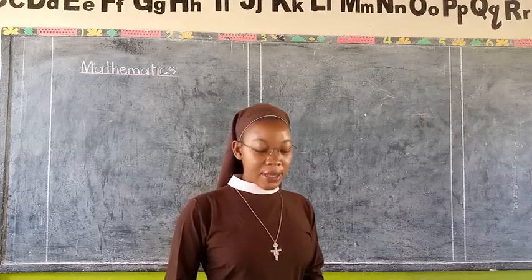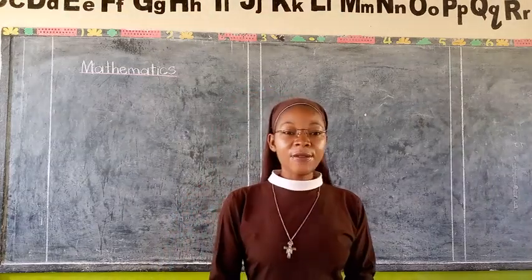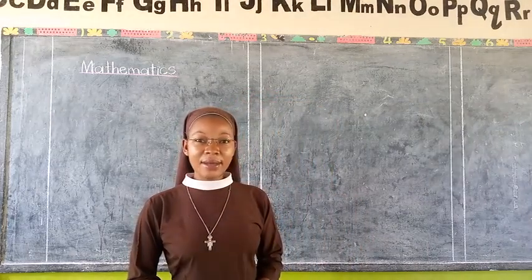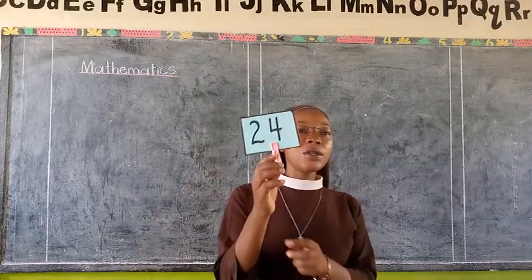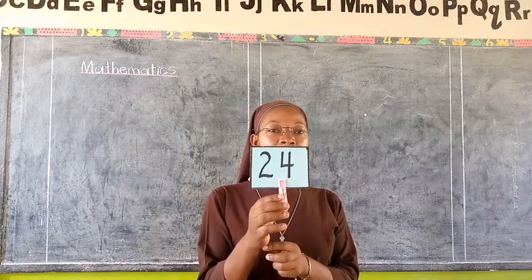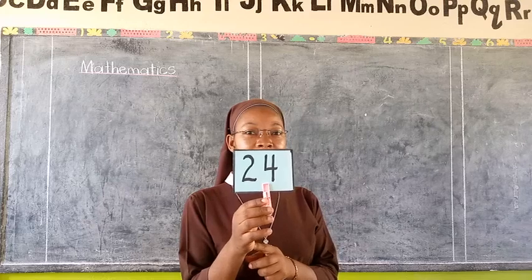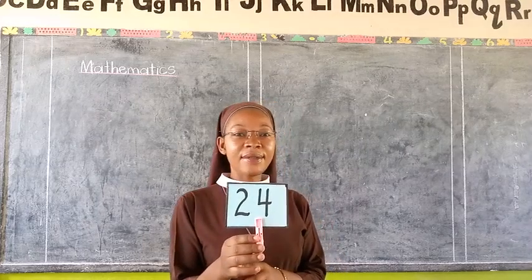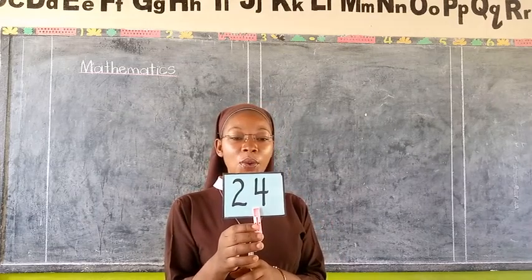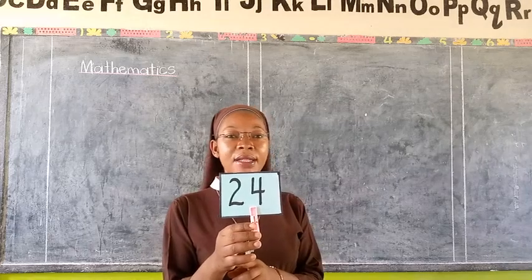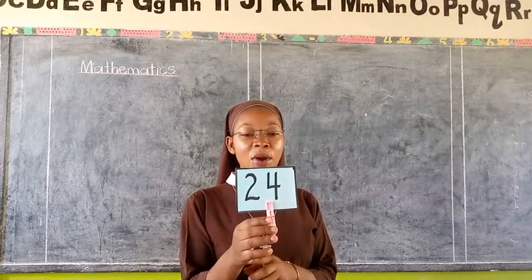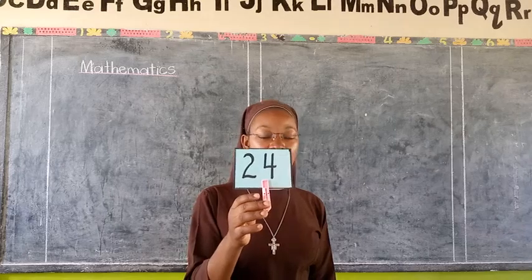Examples of a two-digit number can be 24, 17, 21, and so many others. This is number 24. When we look at number 24, how many digits does it have? It has 2 digits. It has 2 and 4, meaning it has 2 place values. So number 24 is a two-digit number.